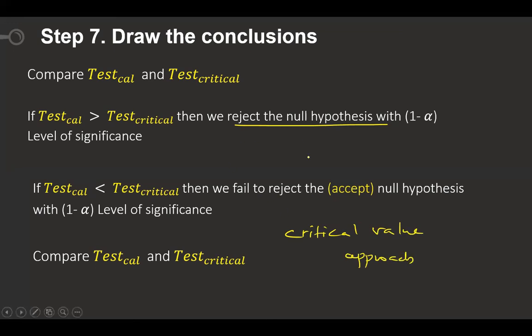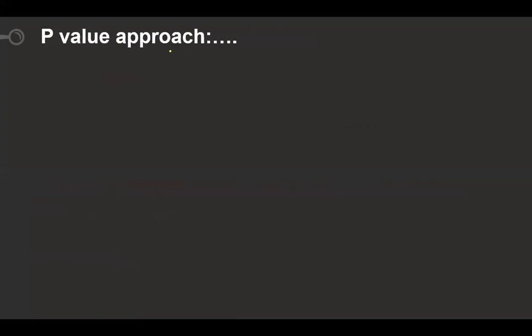Now there is one more method called the p-value. Now how to get this p-value, I'm going to tell you. So this is called the p-value approach. Where am I getting this p-value from? This p-value is given by the software. Whenever we use software like SPSS, or Excel, or R, or GraphPad Prism, all the software will give you a p-value.